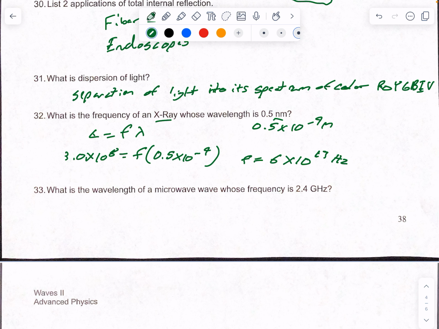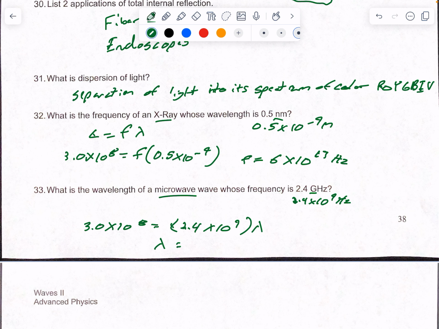33, what is the wavelength of a microwave whose frequency is 2.4 gigahertz? If you look up gigahertz, giga is 10 to the 9th. So this is 2.4 times 10 to the 9th hertz now. We're doing the microwave, so still speed of light, so we're going to do the same thing. 3.0 times 10 to the 8th equals frequency, which is 2.4 times 10 to the 9th, times wavelength, which I don't know. Once you divide those, you get a wavelength of 0.125 meters.